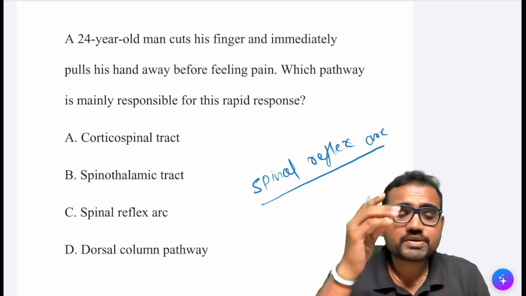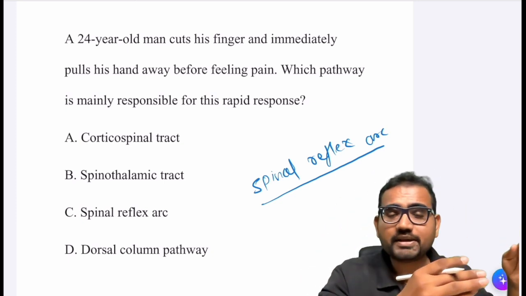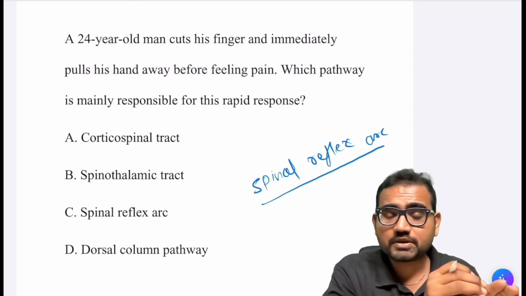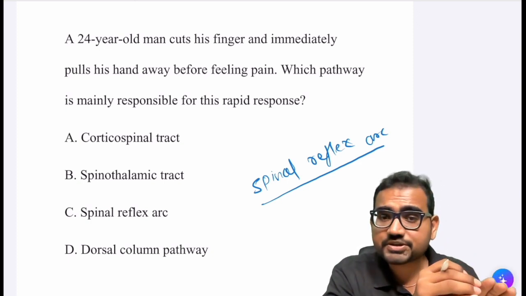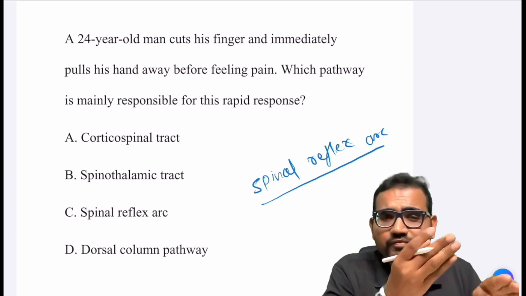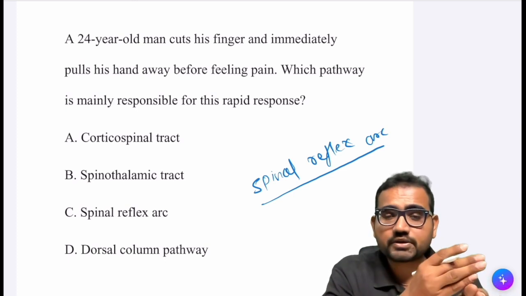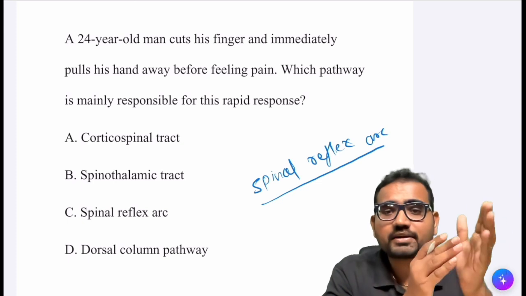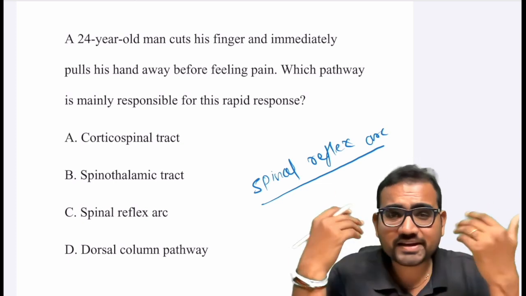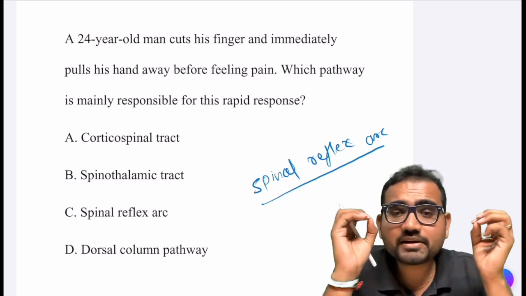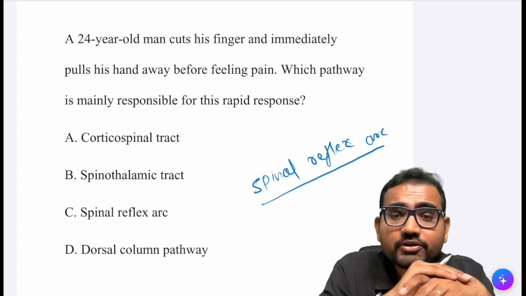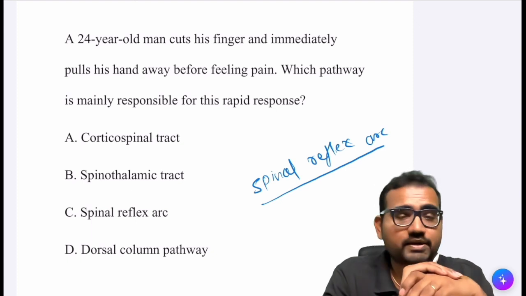So that is why when someone cuts the finger, we move it immediately, and the pain is felt only later. So pain is felt only in the later stages. The first reflex that we will do when someone cuts the finger, or when we accidentally cut the finger, is that we move away. That reflex is called the protective reflex, or flexor reflex. That is the spinal reflex arc mechanism. It is one of the mechanisms that does not require the brain for its activity.